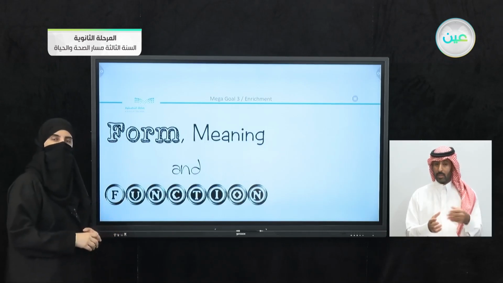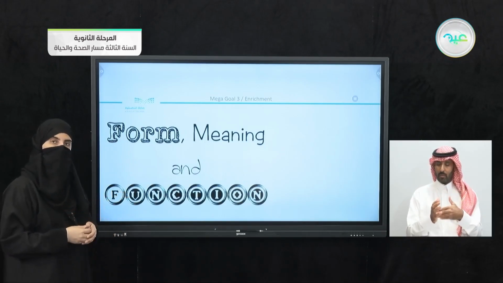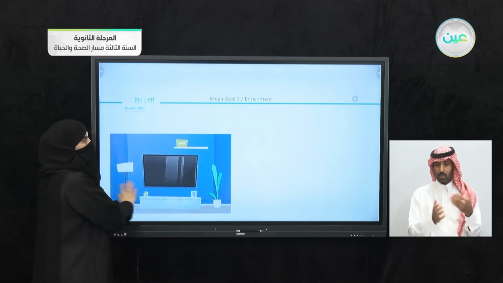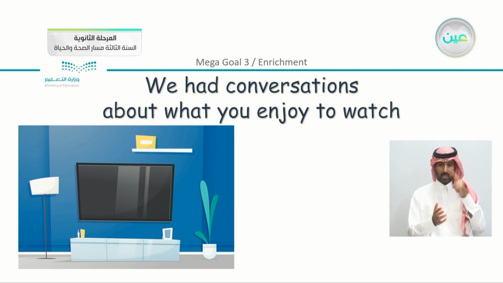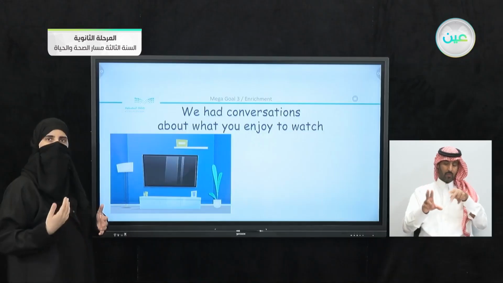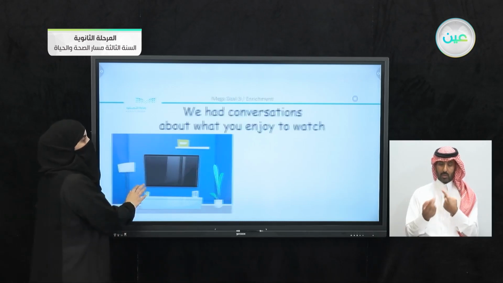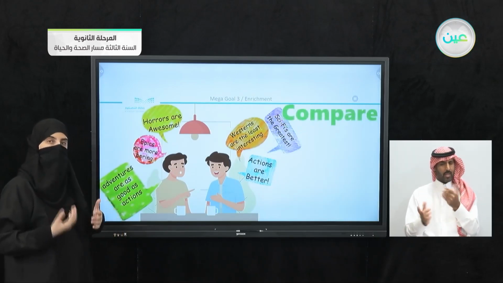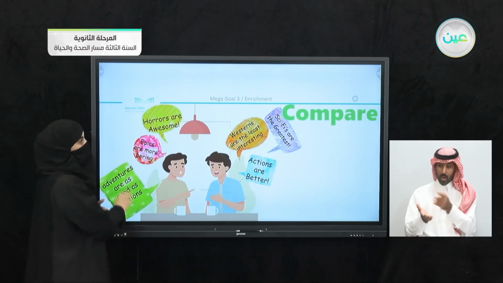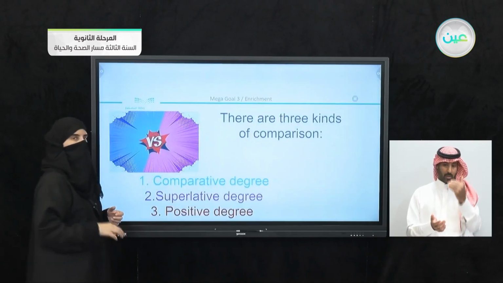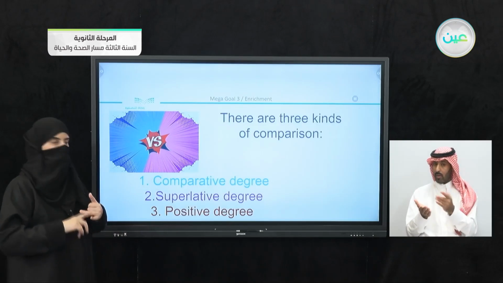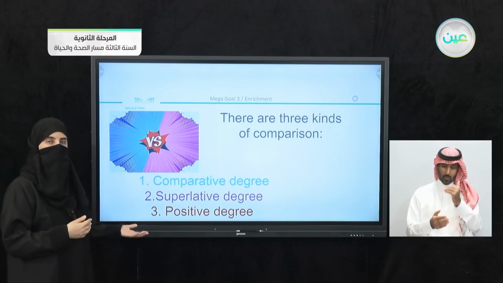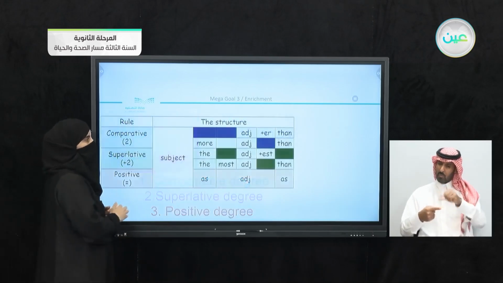Now, in the second part, which is going to be the final part in our enrichment, we have the form, meaning, and function. Now, just to recall what we took in our lesson, we had the idea of watching different movies, or we have conversations, and in these conversations we can compare between them. Of course, the basic idea here was to use adjectives in our comparing. Now we had 3 degrees, or 3 types of comparisons. We have the comparative degree, we have the superlative degree, and we have the positive degree as we studied in our lesson.